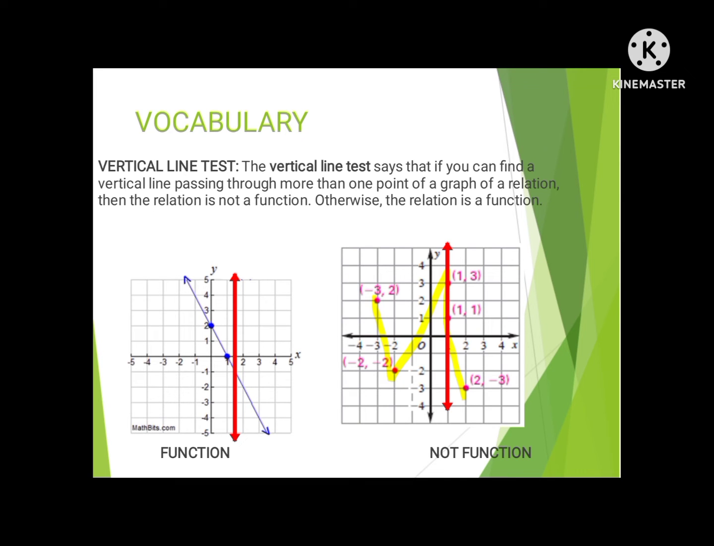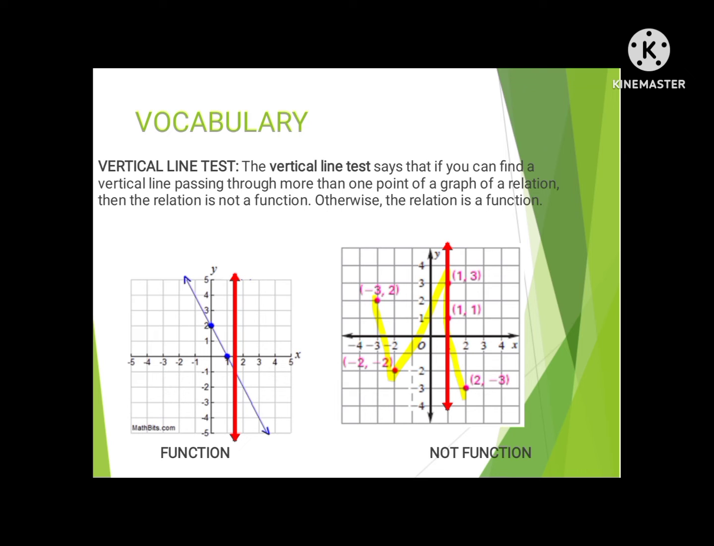Vertical line test. The vertical line test says that if you can find a vertical line passing through more than one point of a graph of a relation, then the relation is not a function. Otherwise, the relation is a function.